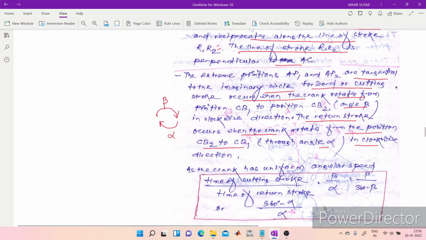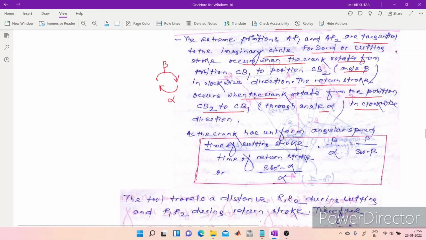So as the crank has a uniform angular speed, the ratio of time of cutting stroke to the time of return stroke can be represented by these angles beta and alpha. So it is beta by alpha, or we can write it as beta divided by 360 minus beta, or we can write this equation as 360 minus alpha divided by alpha.